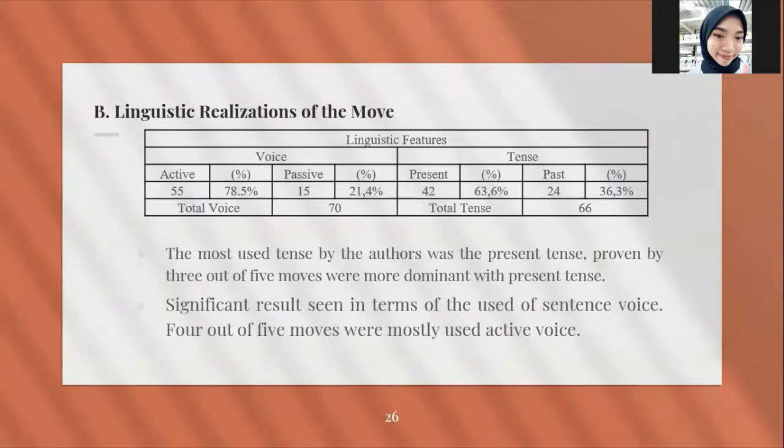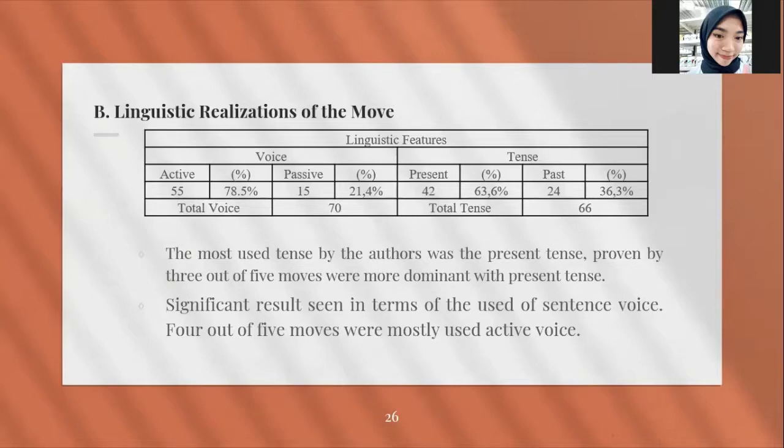Linguistic realization of the moves. The results showed that in terms of tense usage, the most used tense by the authors was the present tense, proven by 3 out of 5 moves were more dominant with present tense. The 3 moves are move 1, introduction, move 2, purpose, and move 5, conclusion. While the rest of the moves, move 3, methodology, and move 4, findings, mostly used past tense.